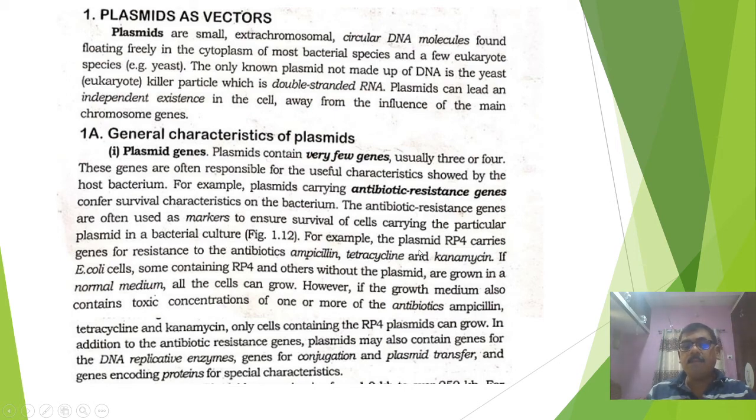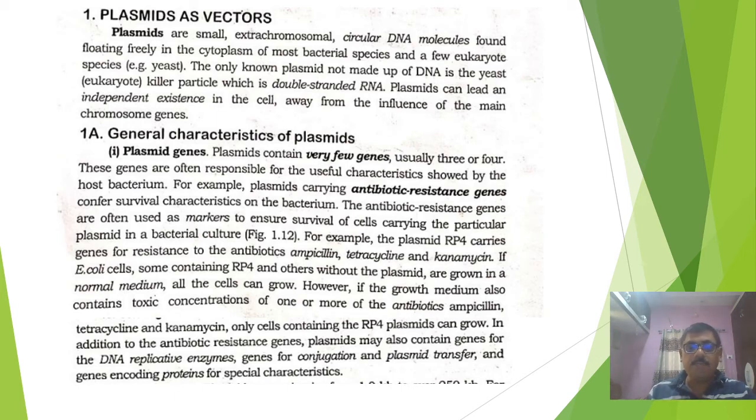For example, the plasmid RP4 carries the genes for resistance to antibiotics like ampicillin, tetracycline, and kanamycin. If E. coli cells containing RP4 and others without the plasmid are grown in a normal medium, all cells will grow. But if the growth medium contains a toxic concentration of any of these antibiotic molecules like ampicillin, tetracycline, or kanamycin, only those cells that have the antibiotic resistant gene will survive, that is those having the plasmid. Without the plasmid they will not grow.